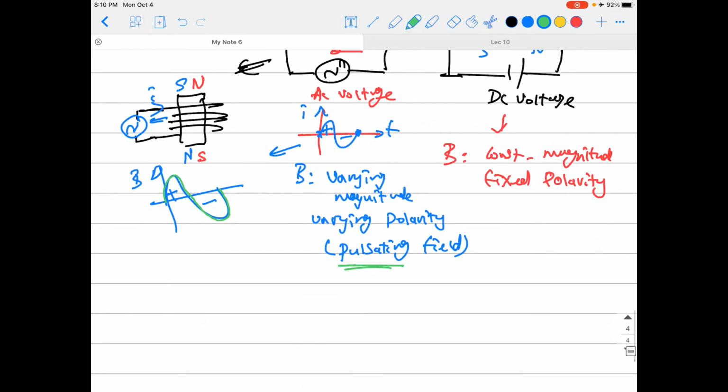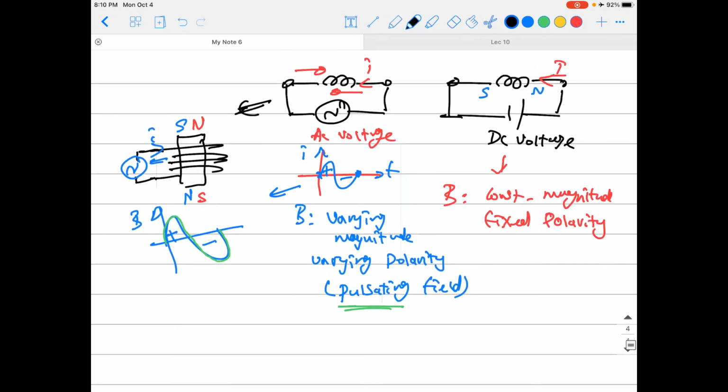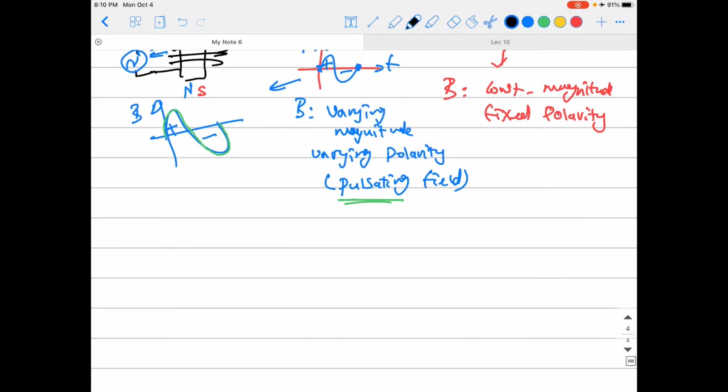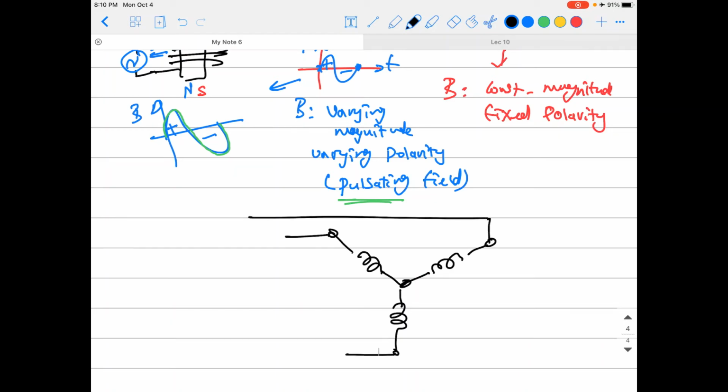But if we don't have just one coil like that, rather we have three-phase coils. So it is three coils connected in a three-phase fashion, okay? And they're fed from balanced supplies. So you also have three-phase voltage sources, and we are supplying them from it, okay, guys? Like this.